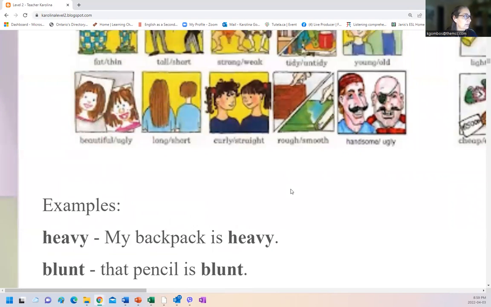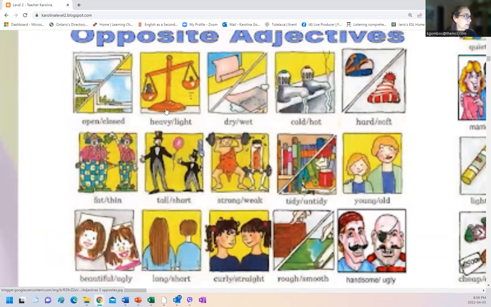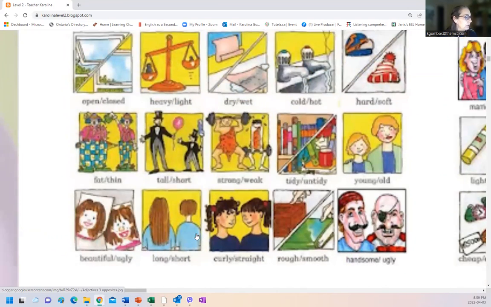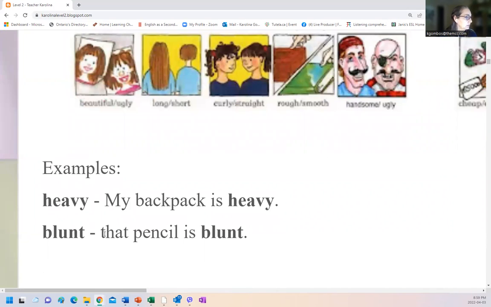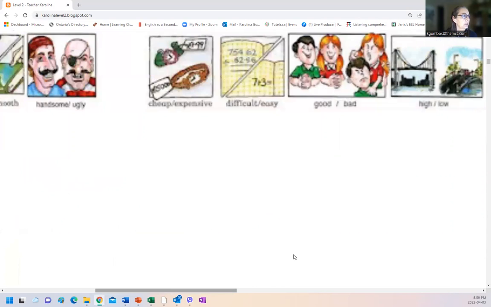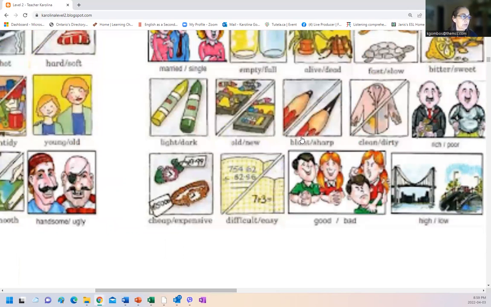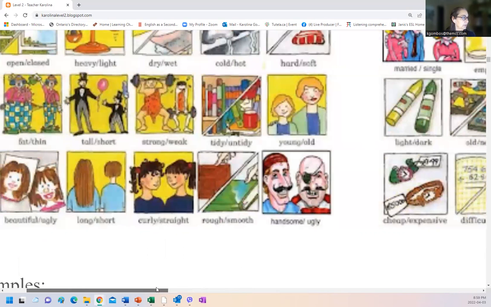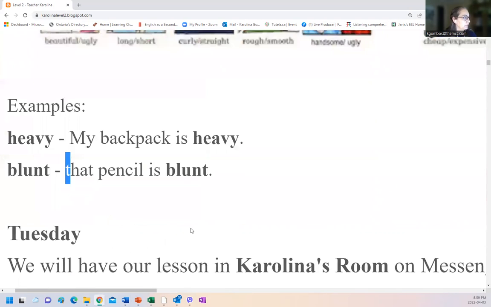I just put 2 here. My backpack is heavy. Heavy is from this picture. And, oh, that pencil is blunt, sorry, I will change this one. This is supposed to be a capital T, because you know that's how we start. Every sentence starts with a capital letter, so I will change that one. And this blunt is from the second picture. Okay, so 5 from the first picture, 5 from the second picture, and try to write sentences with them. So that is for Monday.